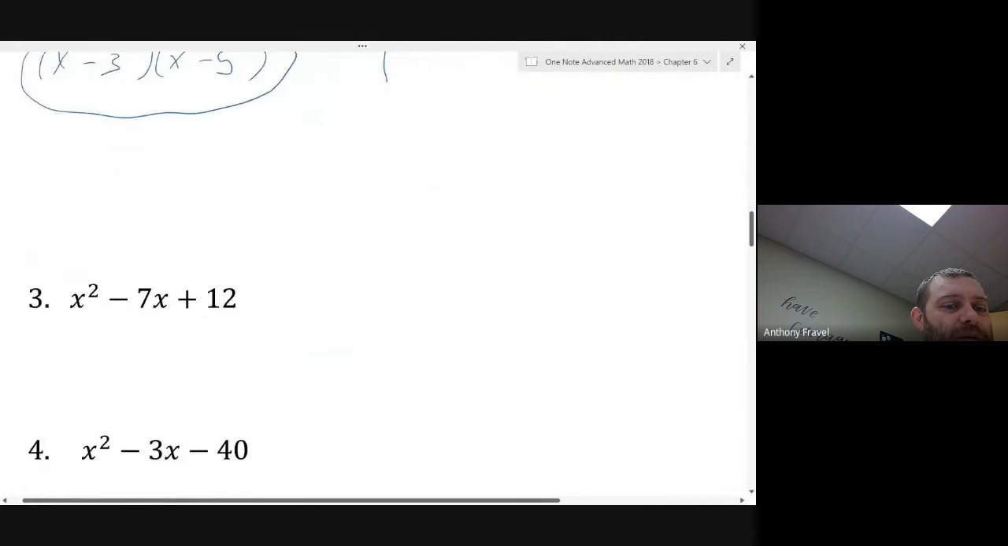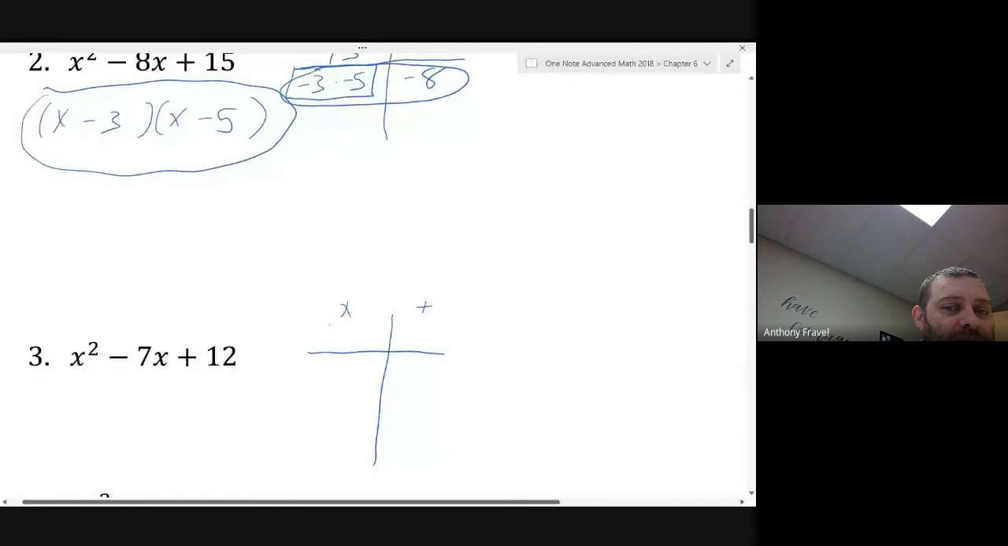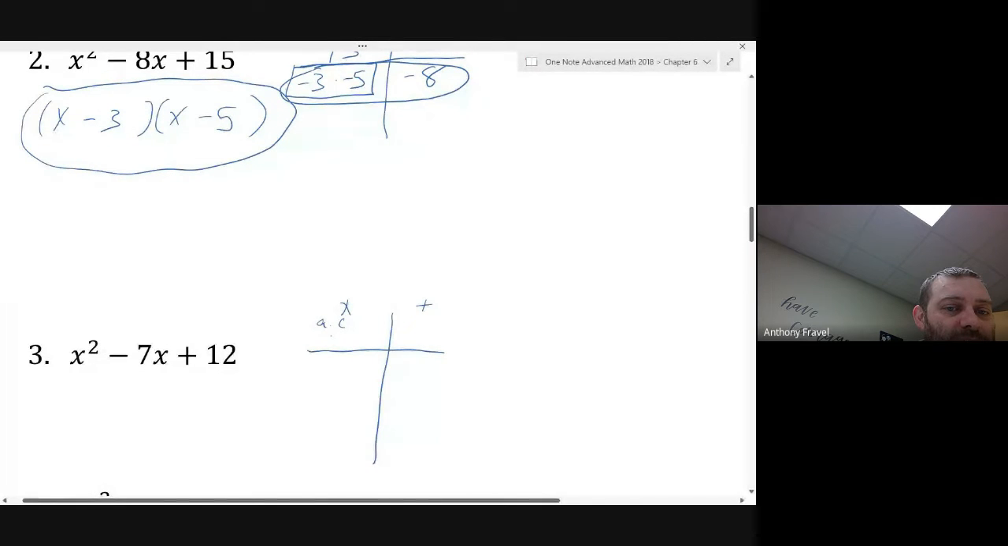All right, number 3. Take a chance to think about it. If I'm putting my chart together, I've got multiplication and addition. My A times C is going to be 12. I need them to multiply together to equal 12, and I need them to add up to equal -7. My multiplication is positive, so that tells me I need two negative numbers multiplied together to add up to -7.